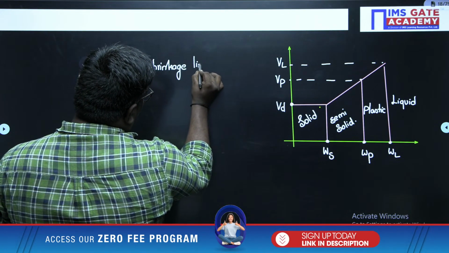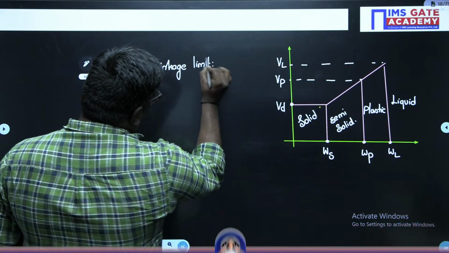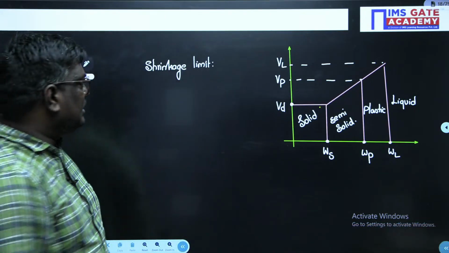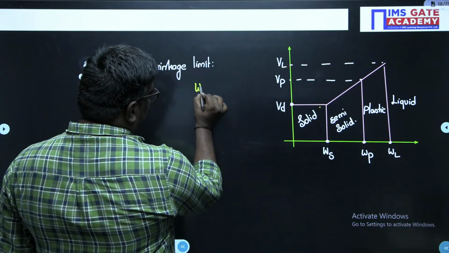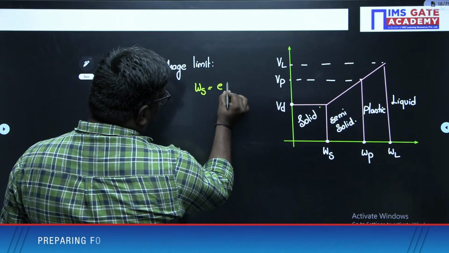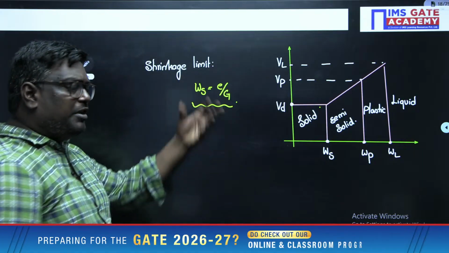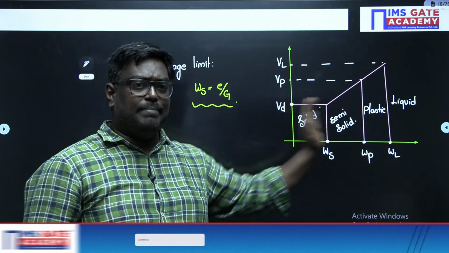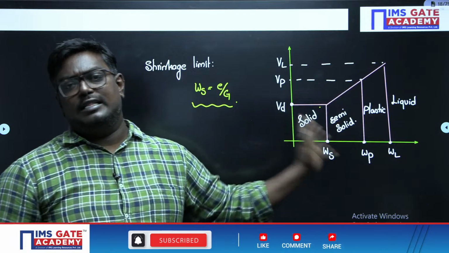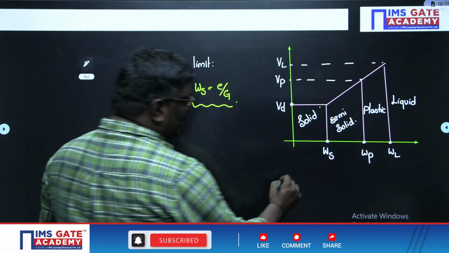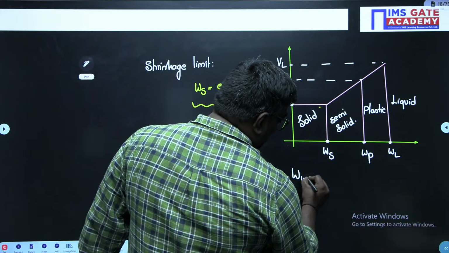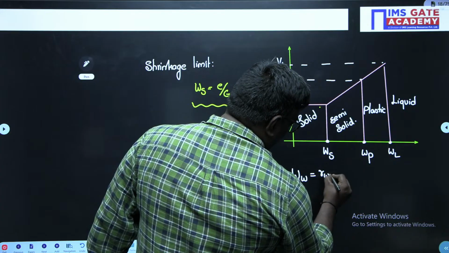Here, if they ask you what is shrinkage limit, shrinkage limit WS can be written as E upon G. This is the formula for shrinkage limit. We still have other formulas related to the dry sample, wet sample, and finding the difference. You should know that weight of water is always equal to gamma W into volume of water.